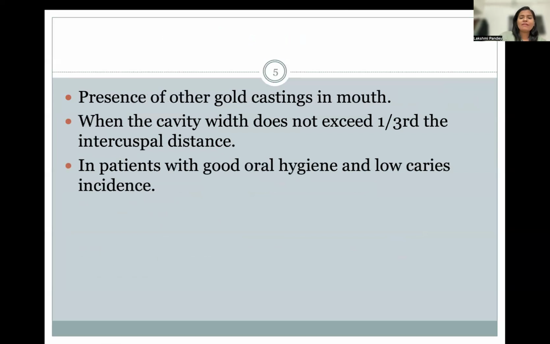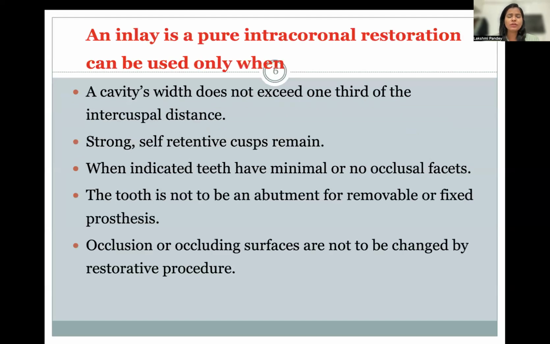So when the cavity width does not exceed 1/3 of the intercuspal distance. If it exceeds 1/3 of the intercuspal distance, you have to go for cusp capping. And in patients with good oral hygiene and low caries index. Any cast metal restoration, especially inlay, is a pure intracoronal restoration and can be used only when the cavity width does not exceed 1/3. You have to keep in mind that strong, self-retentive cusps should remain. If the cusps are not strong, you cannot go for cast metal restoration, especially inlay. You have to go for full coverage restorations.